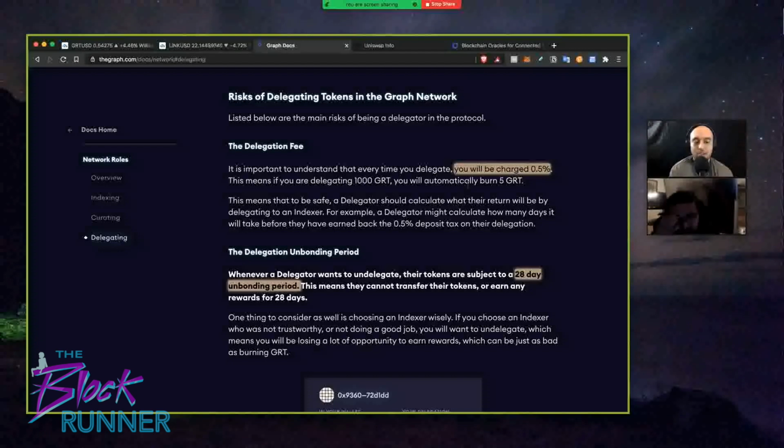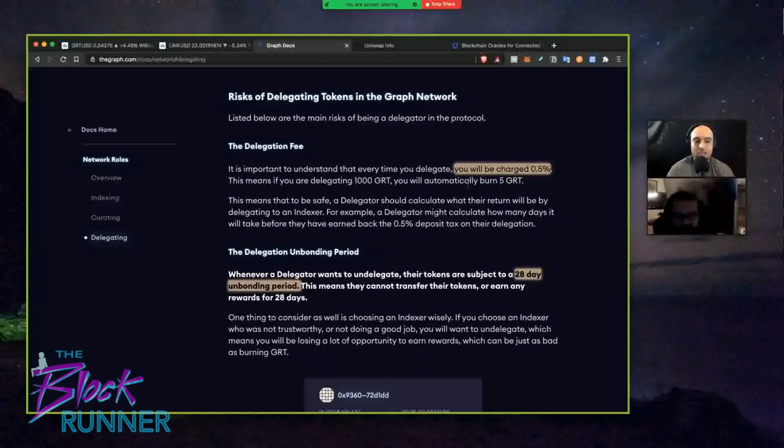So you have to calculate how long it's going to take for you to recover those 5 GRT as part of your ROI calculations. And this is just to prevent too much moving around of money, too much flipping and hopping. Okay. And the last thing is there's a 28-day unbonding period.